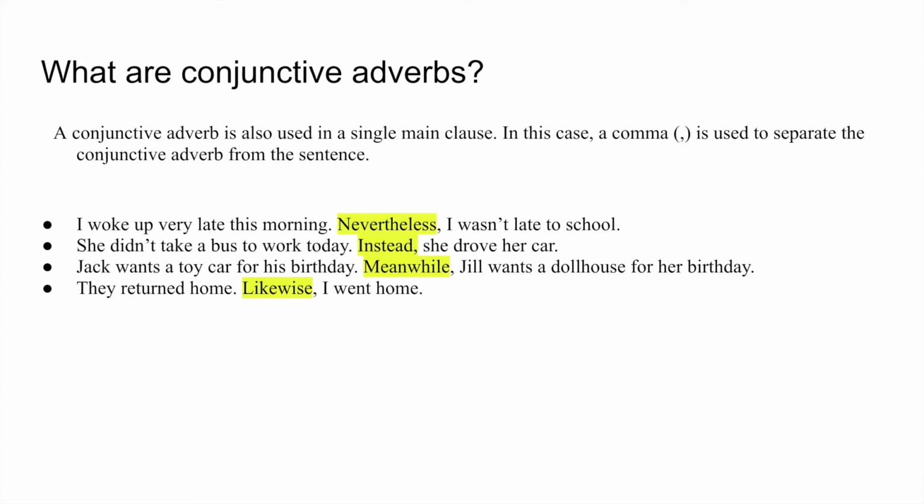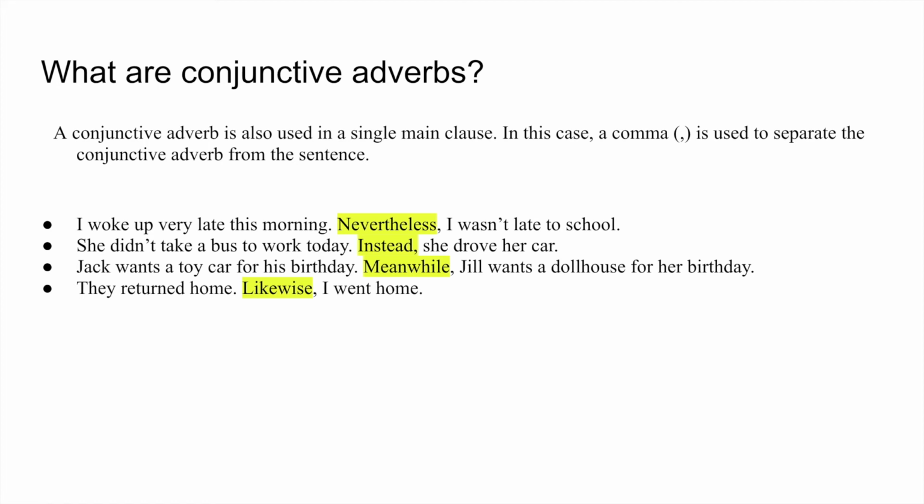Now, a conjunctive adverb is also used in a single main clause. And in this case, a comma is used to separate the conjunctive adverb from the sentence. For example, I woke up very late this morning. Nevertheless, I wasn't late to school. She didn't take a bus to work today. Instead, she drove her car. Jack wants a toy car for his birthday. Meanwhile, Jill wants a dollhouse for her birthday. They returned home. Likewise, I went home.